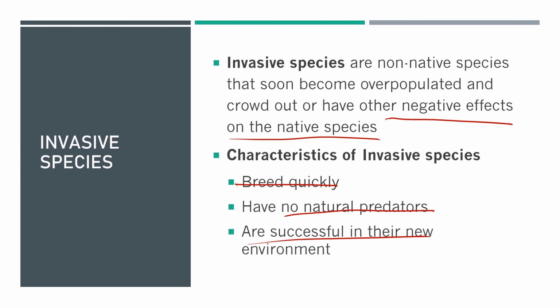Humans can be considered an invasive species. We've gone into a lot of areas that we're not naturally inclined to be in and built cities and outcompeted a bunch of other species. But invasive species breed quickly, have no natural predators, and are successful in their new environment.